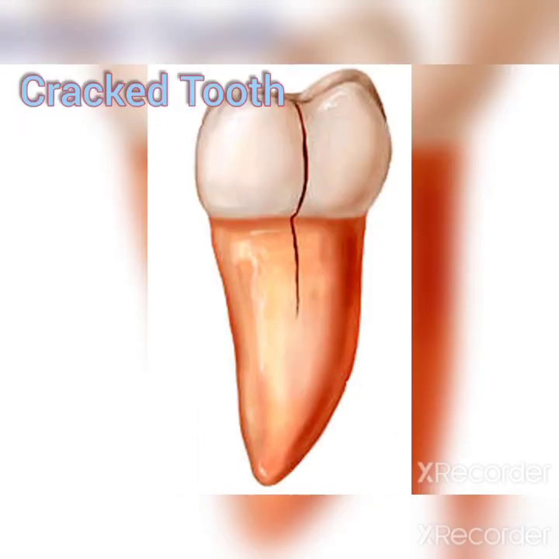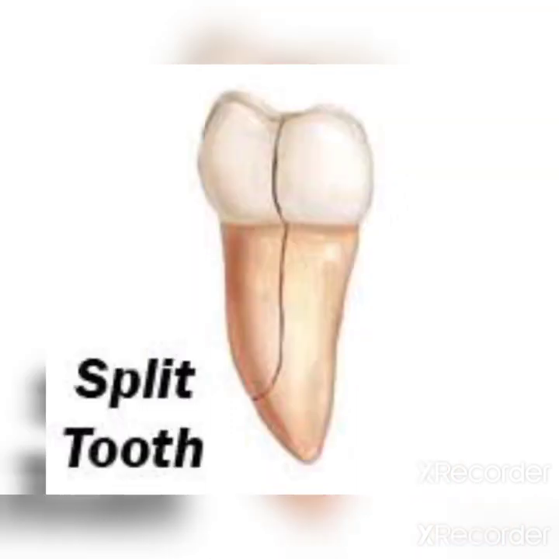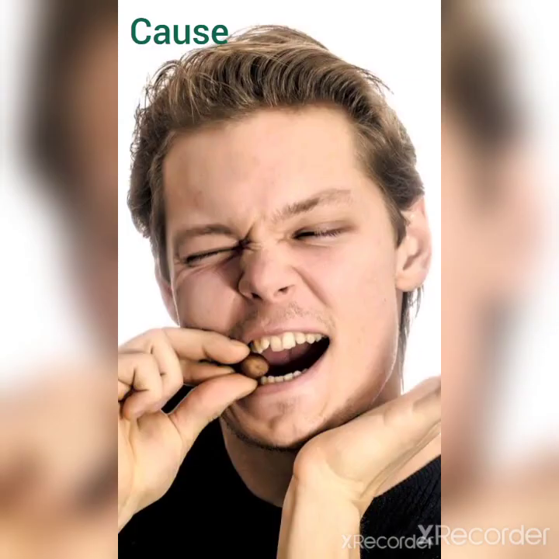The third one is the cracked tooth. The tooth cracks from the chewing surface down towards the root of the tooth. The fourth type is the split tooth. That's the crack down to the root, separating a section of the tooth. The fifth type is the vertical root fracture, which is the crack that begins in the root and moves up towards the chewing surface. Now we will discuss the causes of tooth fracture, or what may cause the fracture of a part of the tooth.